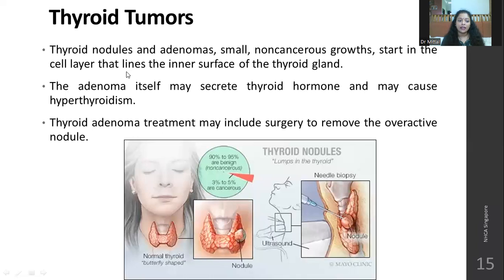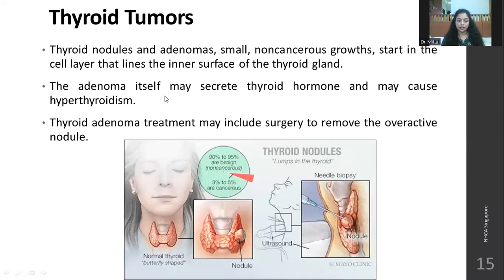Adenomas start in the cell layer that lines the inner surface of the thyroid gland. So it starts from inside, and slowly the adenomas can spread to the outside as well. An adenoma itself may secrete thyroid hormone and it may lead to hyperthyroidism. Because what is a tumor? It is a rapid differentiation and proliferation of the existing cells.